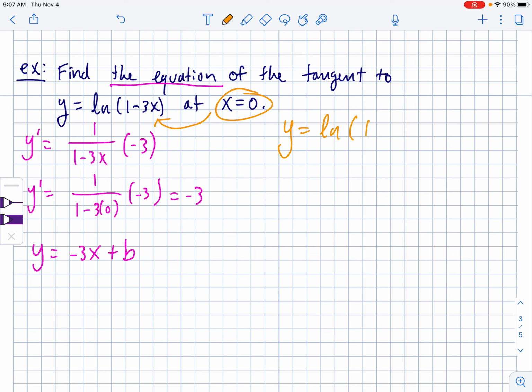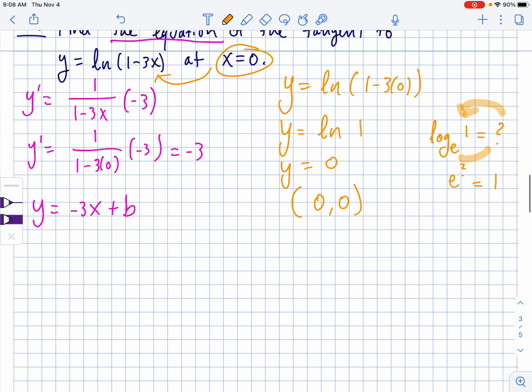y equals ln 1 minus 3 times 0. And then you get y equals ln of 1. Now, natural log of 1 is 0. Here's why. If you think of natural log as log base e of 1 equal to something, like e to the what gives me 1, and you think e to the question mark is equal to 1. The only way to raise something to a power and get 1 out of it is if the exponent is 0. So that whole thing is 0, which means the coordinate it goes through is (0, 0).